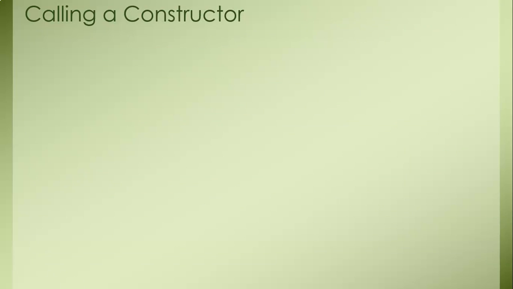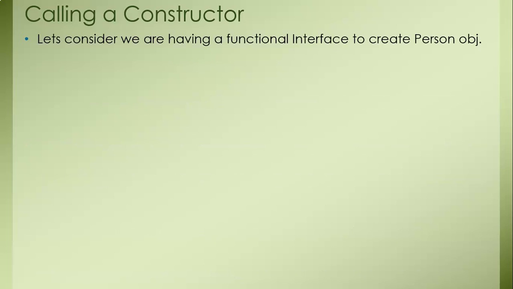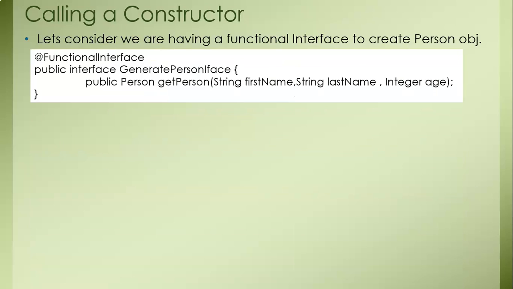Now the last type of method reference is calling a constructor using the method reference. To call a constructor, we first need to create an object. So we have created a Person class, and we have to write a functional interface as well, because method reference only works in the context of a functional interface. So I have written a GeneratePerson interface, which is going to create a Person using a constructor.